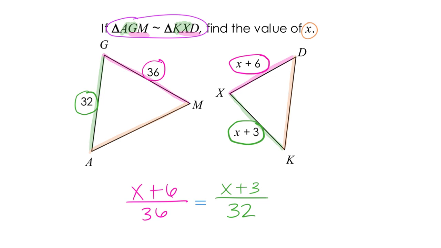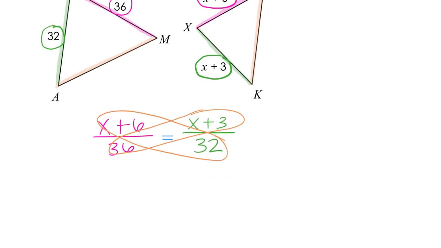And then from here, you can cross multiply. You're just going to go like this and this. Now this is going to involve a little bit more algebra, right? Think of this as 32 times x plus 6. You're multiplying it by both of those. So it would look kind of like this, 32 parentheses x plus 6. That's going to equal the other side. So 36 times x plus 3.